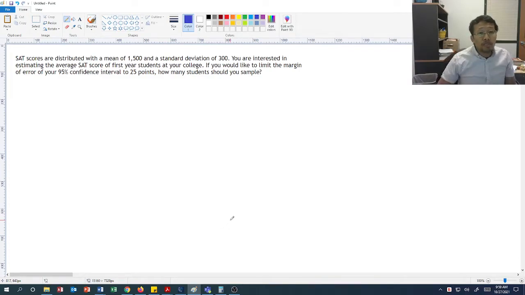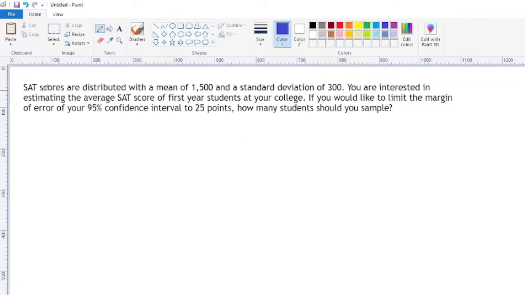Okay, today we'll be doing a problem related to normal distribution in which we'll be finding out the sample size for some confidence interval. So, SAT scores are distributed with a mean of 1500 and a standard deviation of 300. So we are considering this to be the population mean and population standard deviation. You're interested in estimating the average SAT score of first year students at your college.